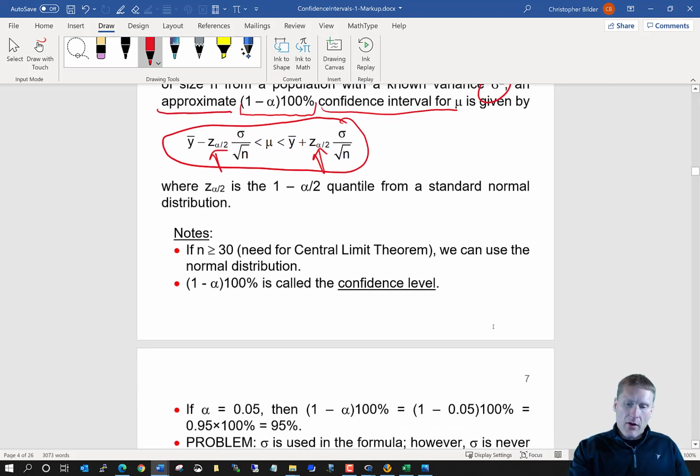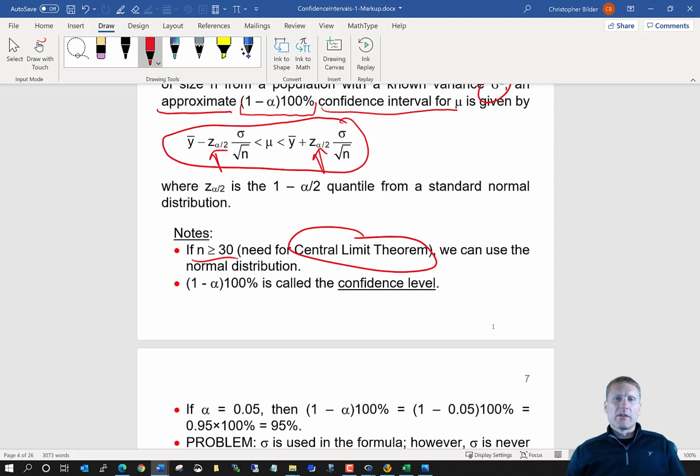Now, this all comes from the central limit theorem. So to basically guarantee that this works, generally speaking, we need our sample size to be large enough, let's say greater than or equal to 30. And while I've already used this term before, I'll define it now.